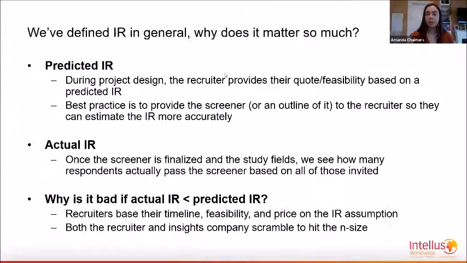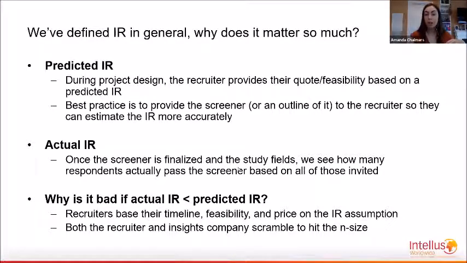So we've defined IR in general. We've talked a little bit about why it matters, but even more on why it matters. Let's talk about the difference between predicted IR, which is during study design, when we actually don't know what the IR is going to be, right? We take our best guess. Best practice here would be for the insights company to provide the recruiter a screener or at least an outline of it so that the recruiter can estimate IR more accurately, instead of doing, I mean, we all know that the go-to is 70%, and we know that's usually not the case. That's why we're here today.